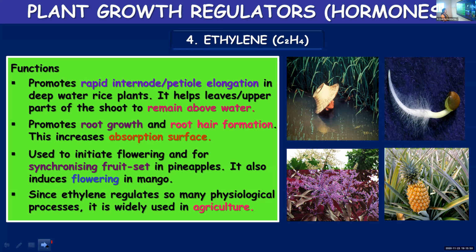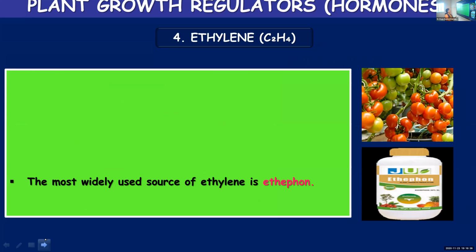Since ethylene regulates so many physiological processes, it is very commonly used in agriculture. Artificially also, these hormones can be introduced in the plants to facilitate growth and bring about better yield. So it promotes rapid internode and petiole elongation in deep water rice plants, so that parts like leaves and upper parts of the shoot remain above the water. It promotes the growth of roots and root hair formation to increase the surface area of absorption. Then it promotes flowering, synchronizes fruit formation in pineapple, induces flowering in mango, and it is widely used in agriculture as it serves so many functions.